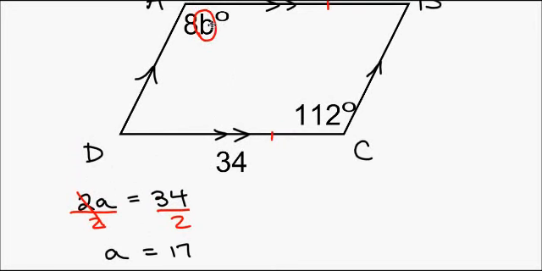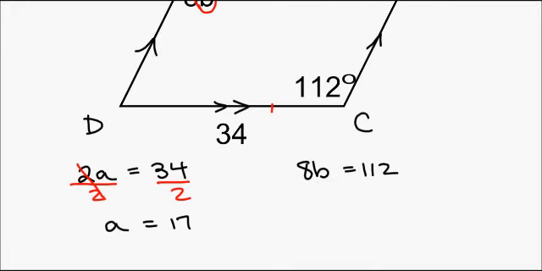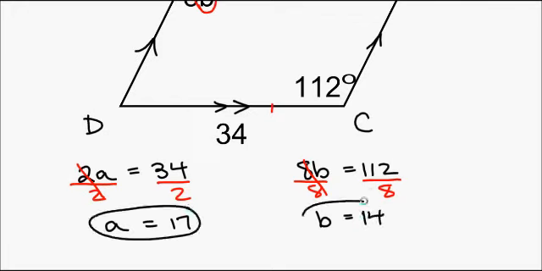Okay, now I need to find B. Well, I have some opposite angles, 8B and 112, and I know that opposite angles of a parallelogram are congruent. So I'm going to say 8B equals 112. To solve for B, all I need to do is divide by 8. So B equals 14. And this is my answer. A is 17 and B is 14.